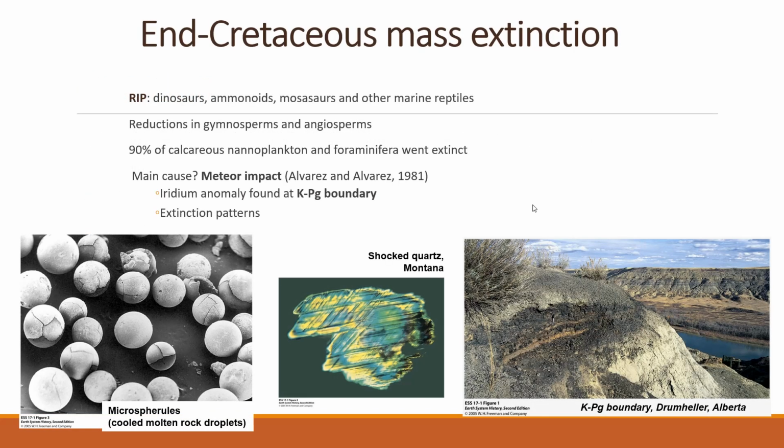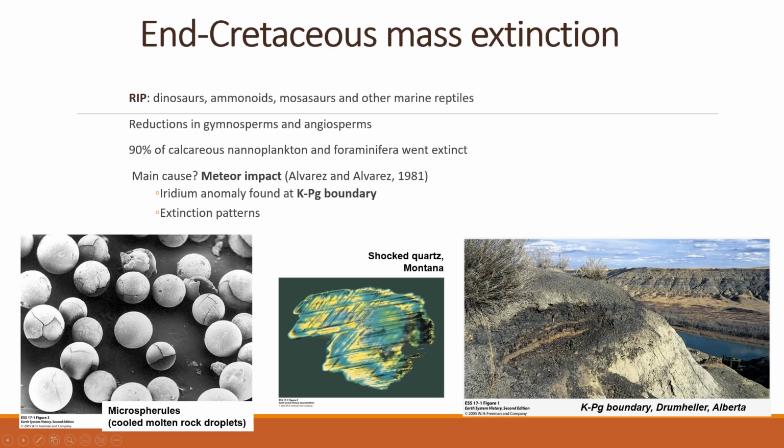So at the end of the Cretaceous, we no longer have dinosaurs, we no longer have ammonoids, mosasaurs, and other marine reptiles. We have a reduction in our plant life as well. We have a massive die-off of the plankton. So the main cause for this is a meteor impact. We see an iridium anomaly, which indicates a massive impact. We also have minerals from this time period that are showing that they've been shocked.